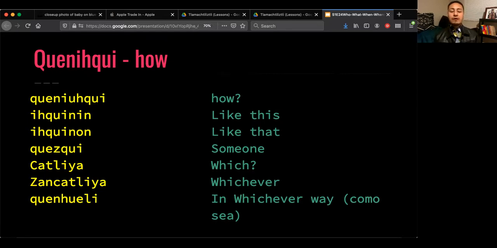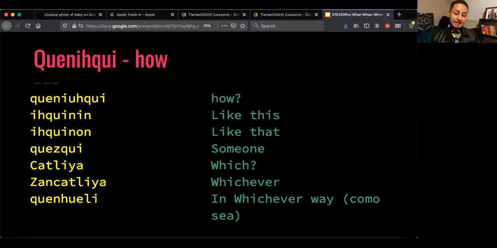I think it's because it just became one word in the Huasteca region. But other varieties don't say queniuhqui. They just say ken, Q-U-E-N. So really the word is ken or kenin. It means how in other varieties. But in our variety, the ihki got stuck to it somehow. And they say queniuhqui. How like this.